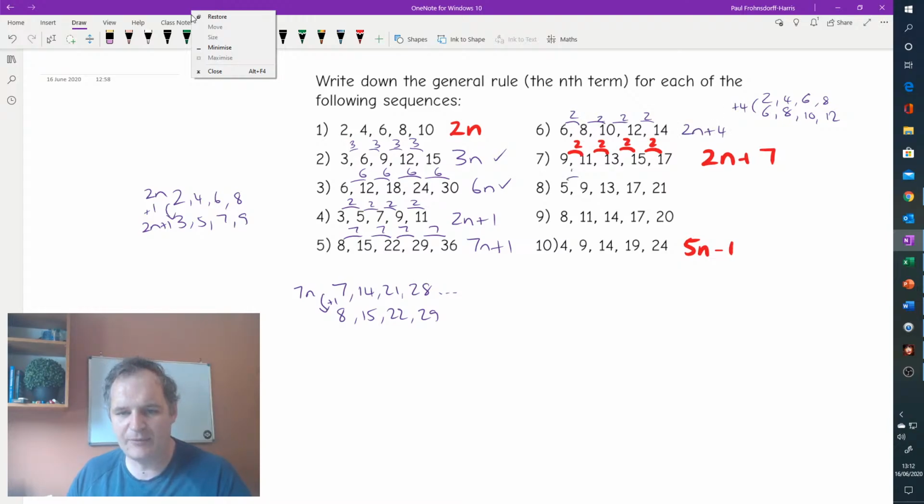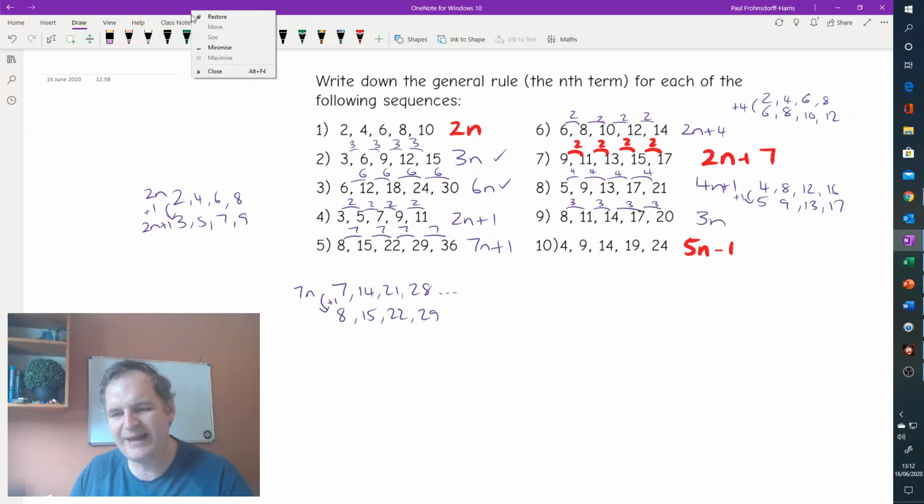This one has got a gap of 4, 4, 4, 4. So it must be 4n. But it's not 4n because 4, 8, 12, 16. We've got 5, 9, 13, 17. So we need to go up 1 again. 4n plus 1. And the last one has a gap of 3, 3, 3, 3.